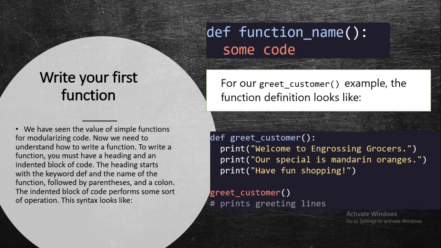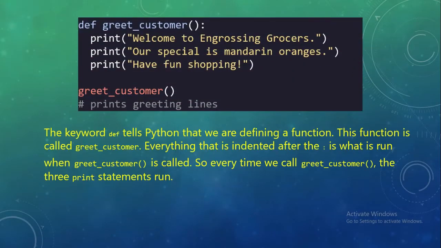So for our greetCustomer example, the function definition looks like this. Definition of greetCustomer, parentheses and then colon, and here are our print statements, but they're indented. And then we call greetCustomer using the function name, then 2 parentheses. Now the keyword def tells Python that we are defining a function. This function is called greetCustomer. Everything that is indented after the colon is what is run when greetCustomer is called. So every time we call the greetCustomer function, the 3 print statements run.